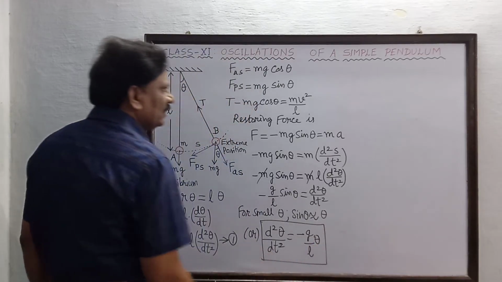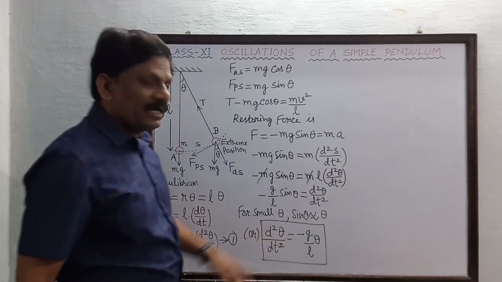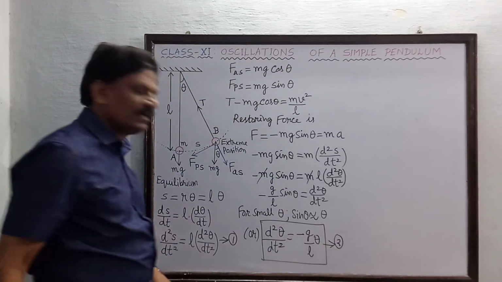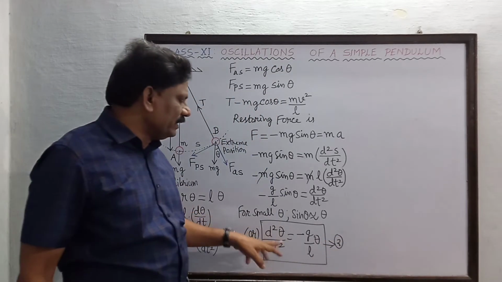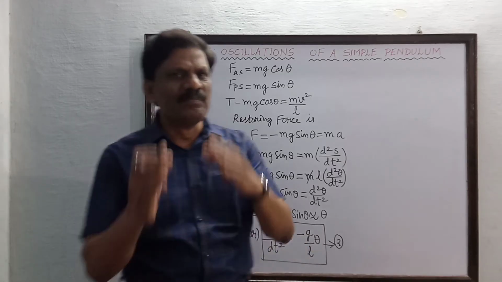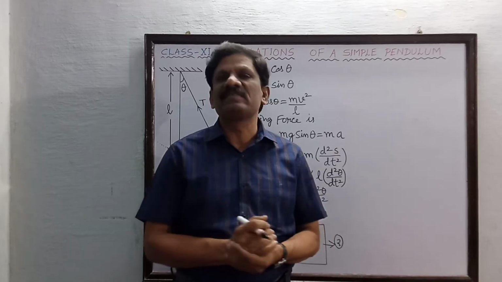This is the equation required for us. I will number this as 2. d square theta by dt square is equal to minus g by L into theta. Okay, children, the simple harmonic motion that we studied at the beginning of the chapter has two types.